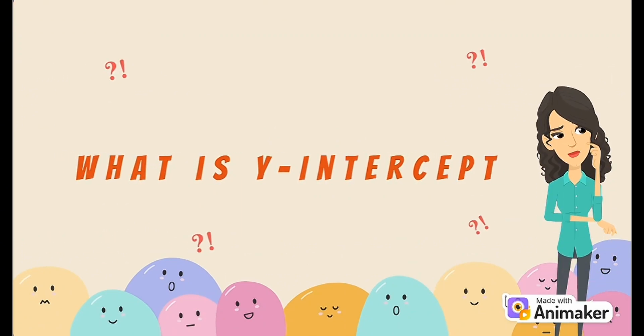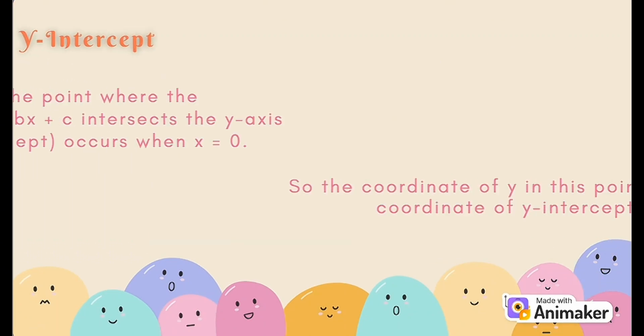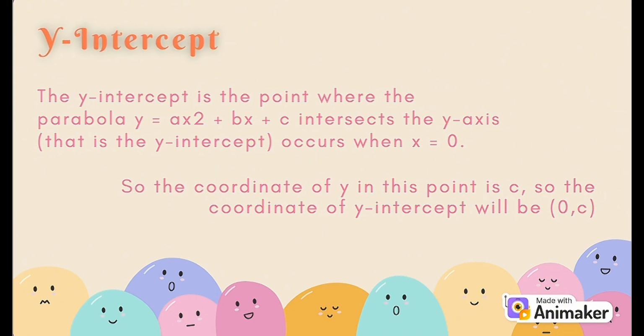Next is y-intercept. So, what is y-intercept? The y-intercept is the point where the parabola y equals ax² plus bx plus c intersects the y-axis, that is the y-intercept, which occurs when x equals 0. So the y coordinate at this point is c, so the coordinate of the y-intercept will be (0, c).